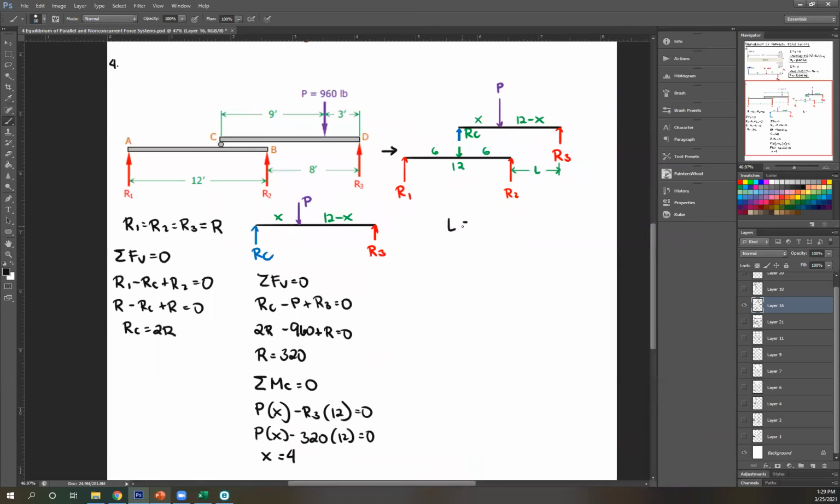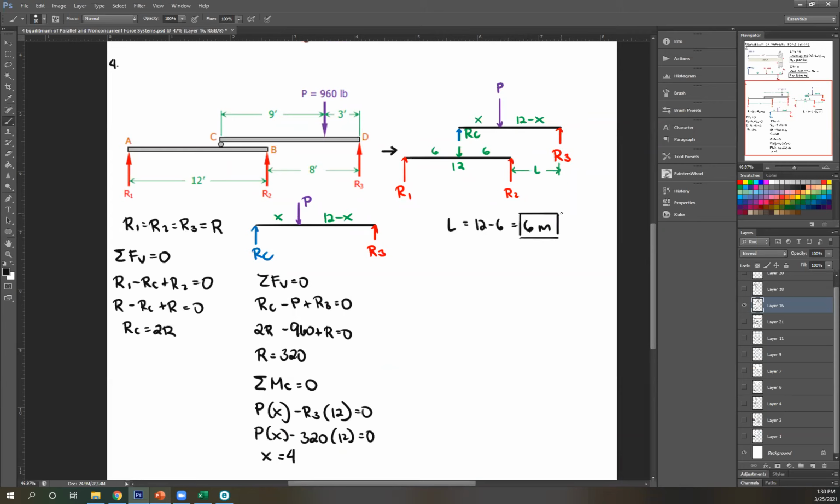Okay. And to get L, take note, this whole distance is 12, right? And 9 plus 3 is just, this whole thing is 12. And we have already established this is 6. So to get L, that's just this length minus this length, right? 12 minus 6. So that's just 6 meters. That's the answer to that.